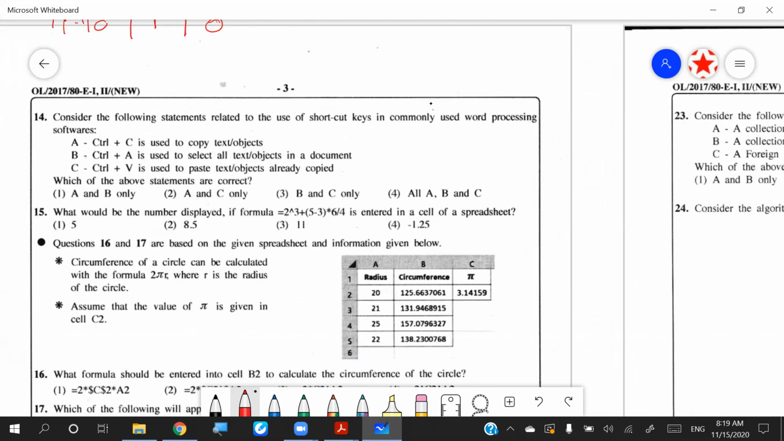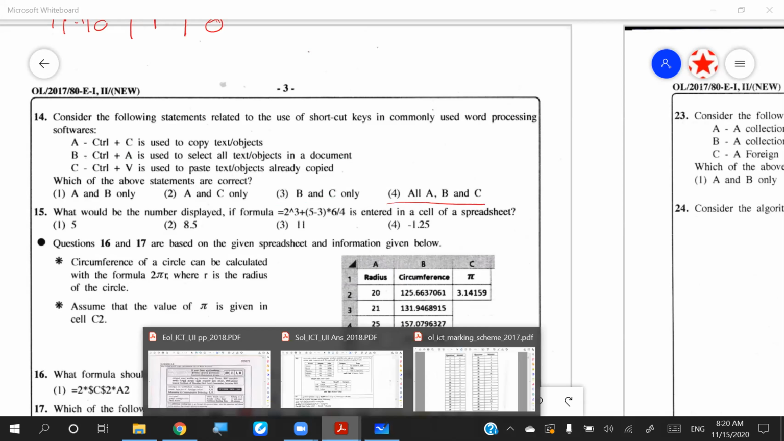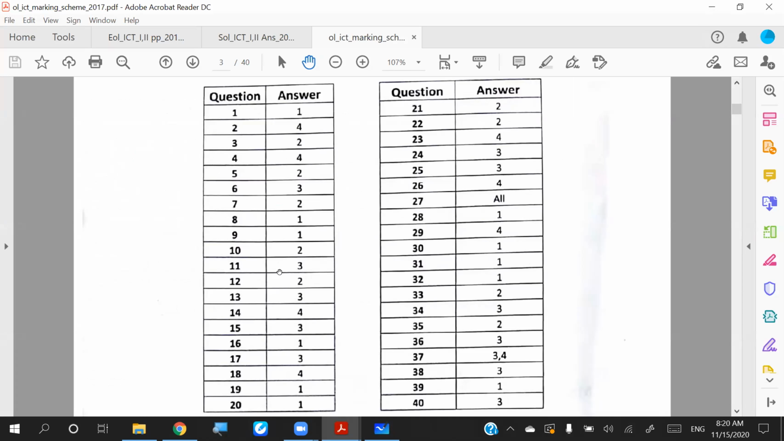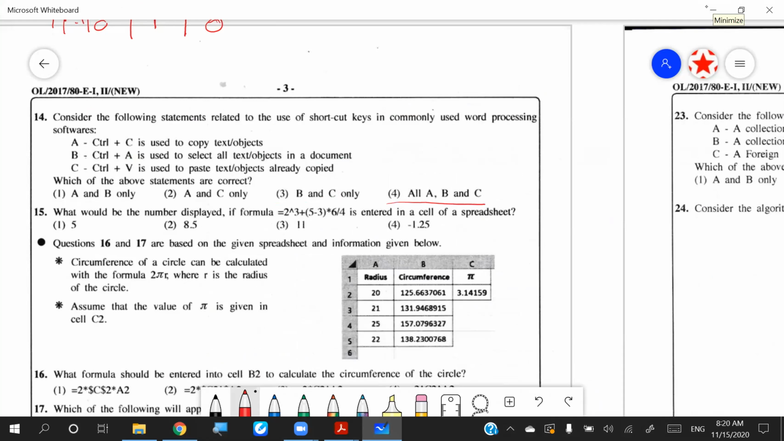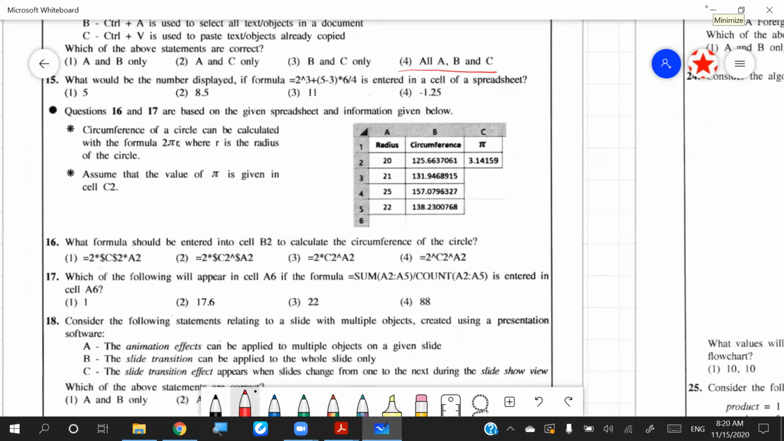Control A is used to select all text and objects in a document. Yeah, it will generally select that. When you're pressing Control A, all the pictures and text will get selected. And Control V is used to paste text objects already copied, which is yes. And all are correct. That should be the answer, the 14th one. Yeah, the fourth one is the answer. Right. Moving to the 18th.